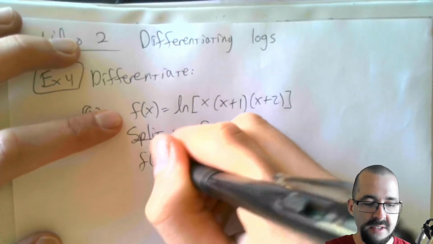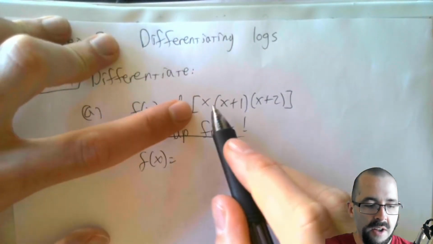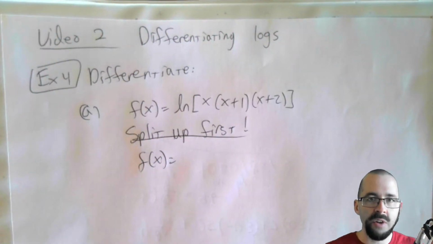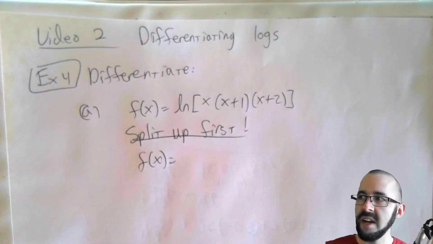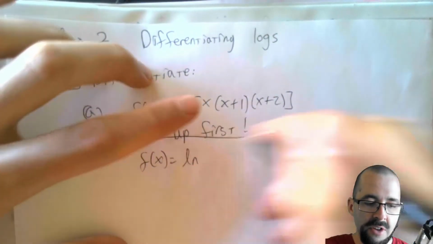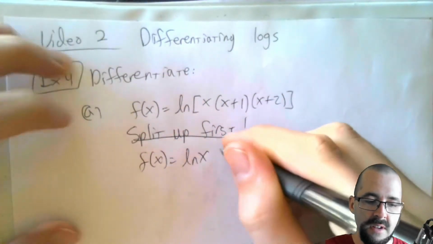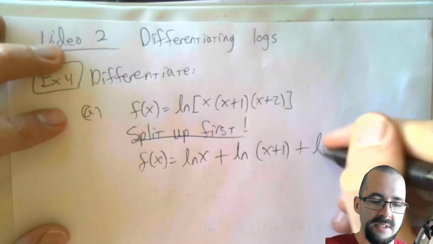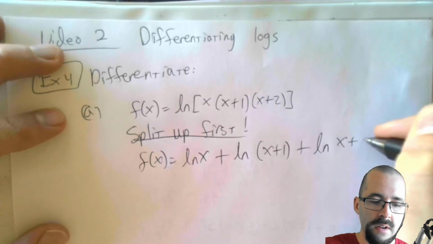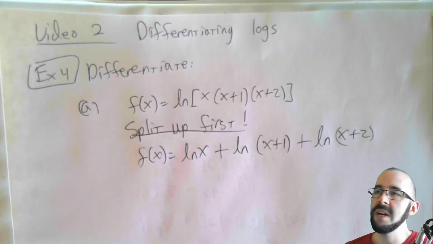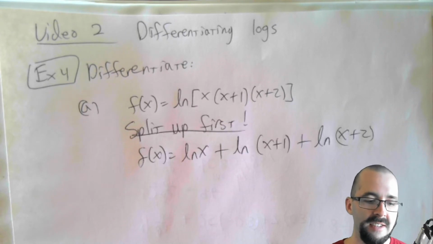So f of x, right, this function, these are getting multiplied by each other. And we said, okay, if I have the logarithm of things multiplied, we can just add the logs together. We're going to have the logarithm of the first plus the logarithm of the second plus the logarithm of the third. And now this is immediately much easier to differentiate because we can just now do them individually.